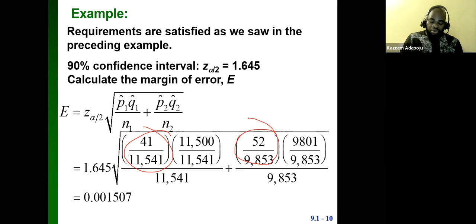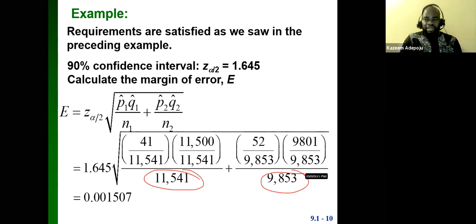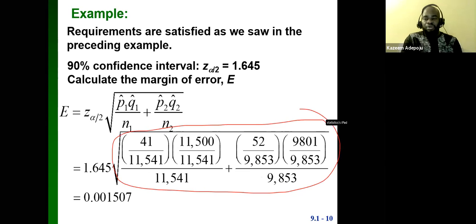And what you have right here is the sample size from the first group, and the sample size from the second group. Putting everything together, whatever you get here is the standard error of the difference of the two proportions. When you multiply that by the z value at 90% confidence, you get what I call the margin of error.